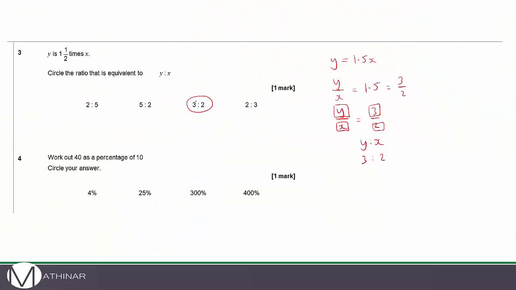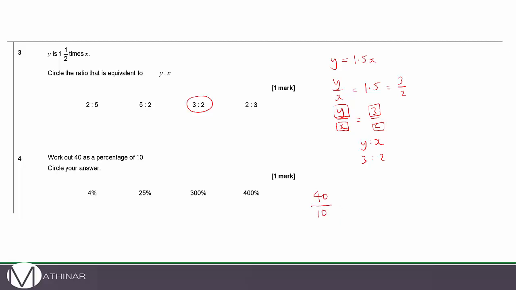Question number 4. Work out 40 as a percentage of 10. Circle your answer. So we're going to write 40 as a percentage of 10. So the first thing I'm going to do is write 40 as a fraction of 10. So to write a number as a fraction of another, you write them on top of each other. So 40 as a fraction of 10 would be 40 over 10.